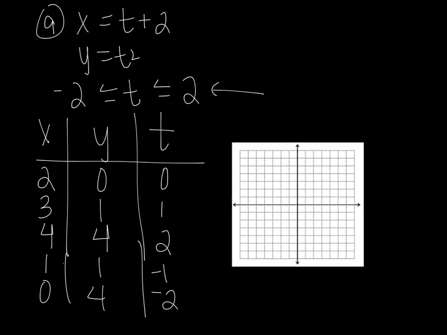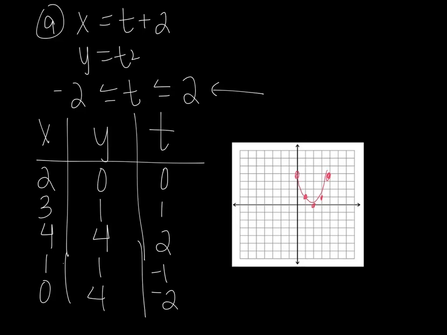So yeah, got that. And then what you can do is just plot it out real quick. I don't know how to make that bigger. So you have the points 2, 0, 3, 1, 4, 4. Obviously label these points when you're doing them. 1, 1, and 0, 4. So that's a parabola that comes in right about there.